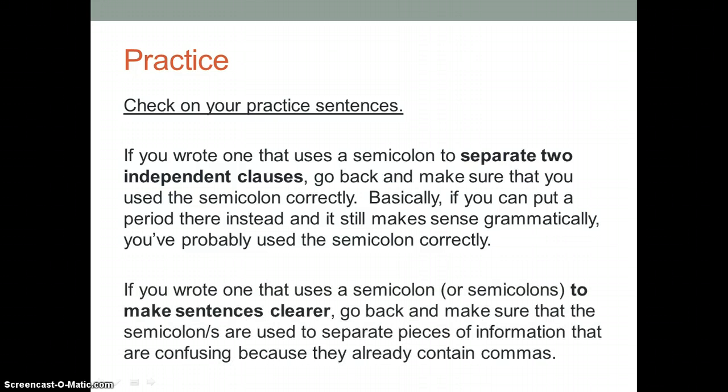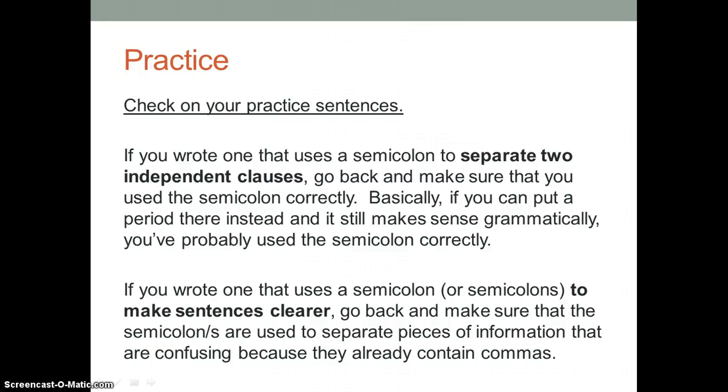For the second sentence that you wrote, if you wrote one that uses a semicolon or semicolons to make sentences clear, just go back and make sure that the semicolons are used to separate pieces of information that are confusing because they already contain commas. If you did that, then you probably used semicolon rule number 2 correctly.